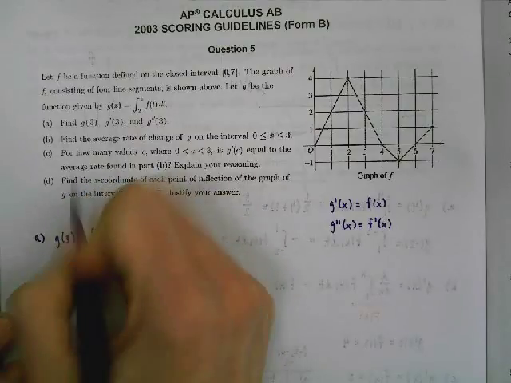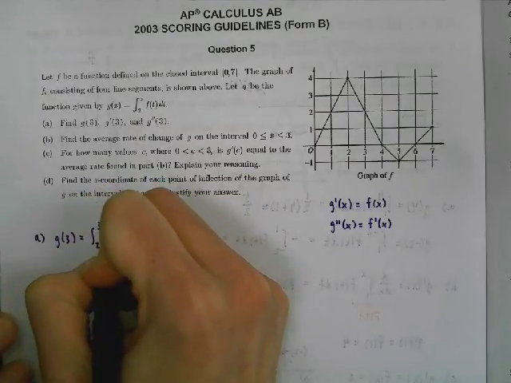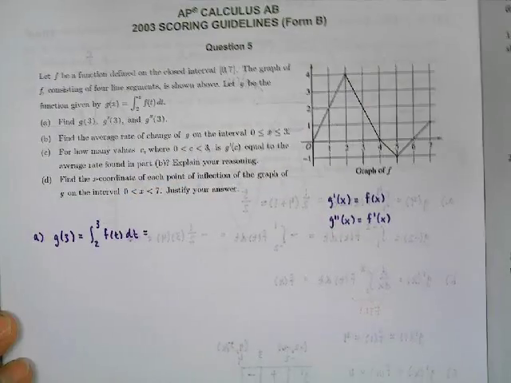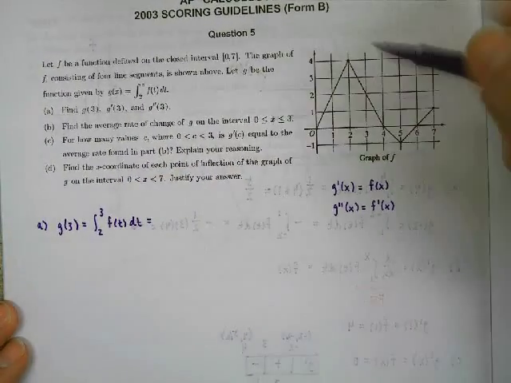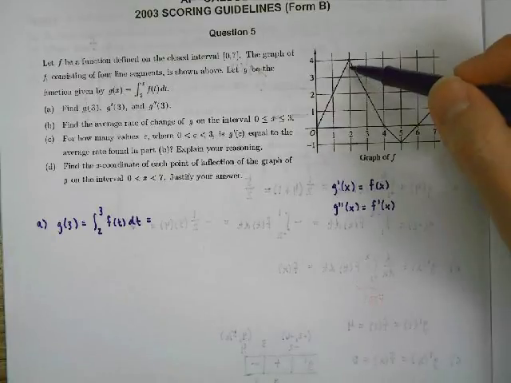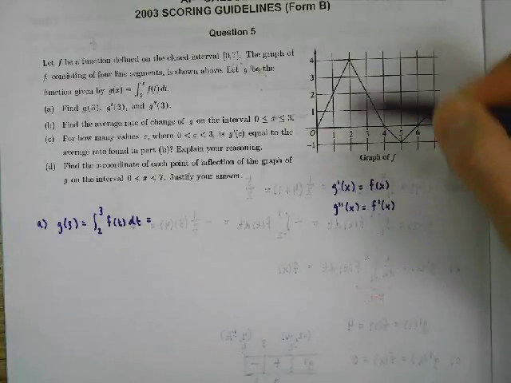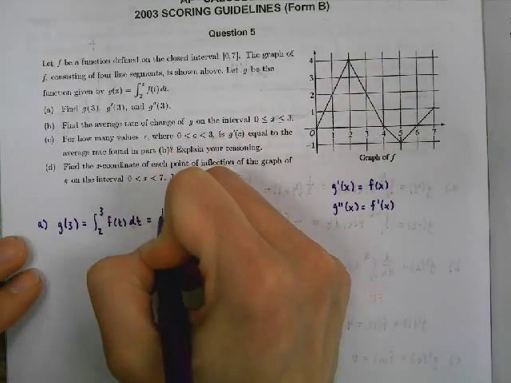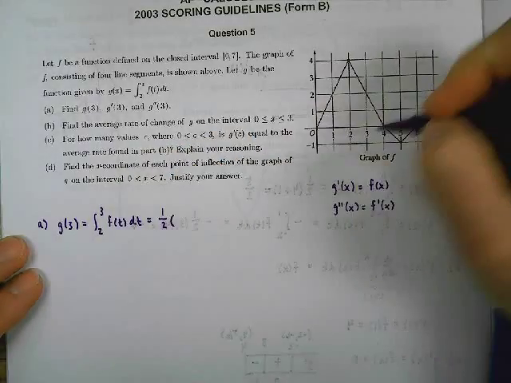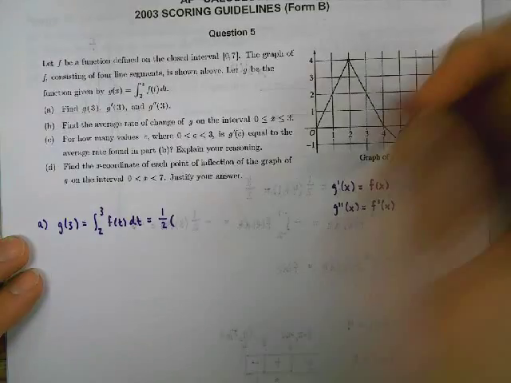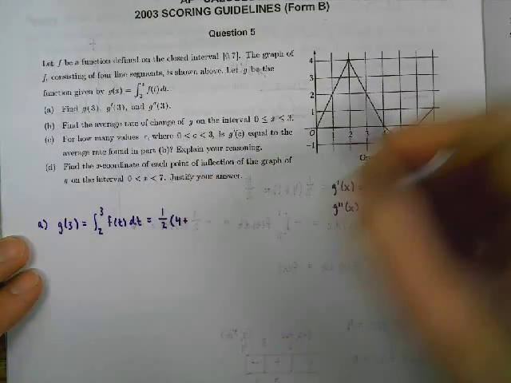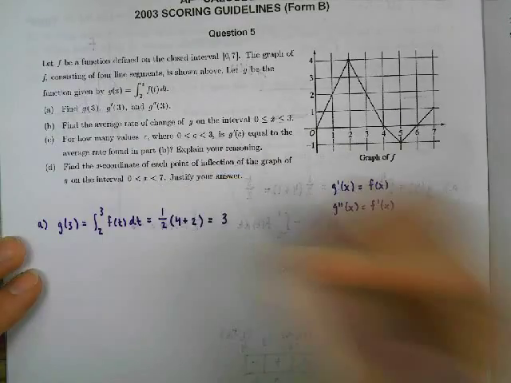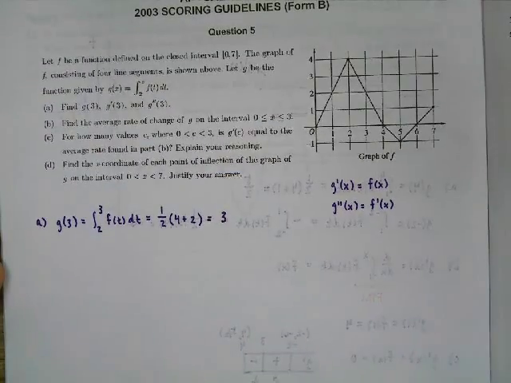So I know that g of 3 is the integral from 2 to 3 of f of t dt. And so here, to evaluate this integral, I'm just going to use my graph and use my area formulas. So from 2 to 3, I can see I have a trapezoid here. Its height is 1. So I have 1/2. Base 1 is 4. And my other base is 2. So if I simplify that, I get g of 3 is 3.